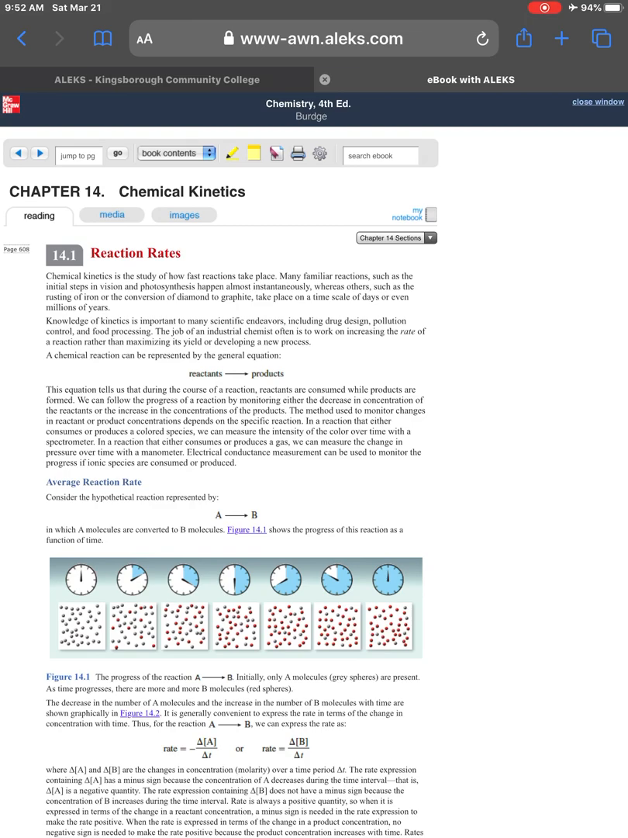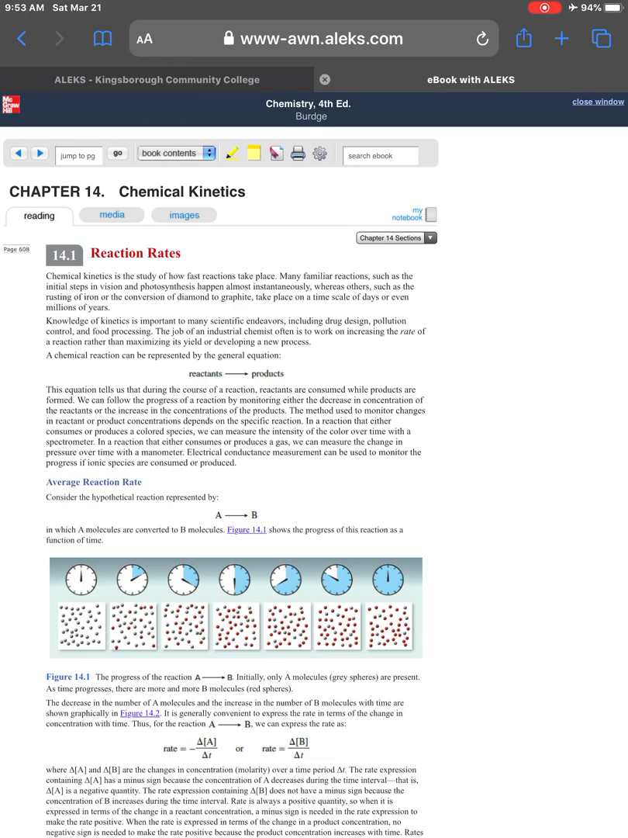A chemical reaction can be represented by the general equation, reactants turn into products, using the arrow, right? So often we're interested in the speed of a reaction. The equation tells us that during the course of a reaction, reactants are consumed, that means they're used up, while products are formed or produced. We can follow the progress of a reaction by monitoring either the decrease in the concentration of the reactants or the increase in the concentration of the products. So we can monitor either one to determine the reaction progress.